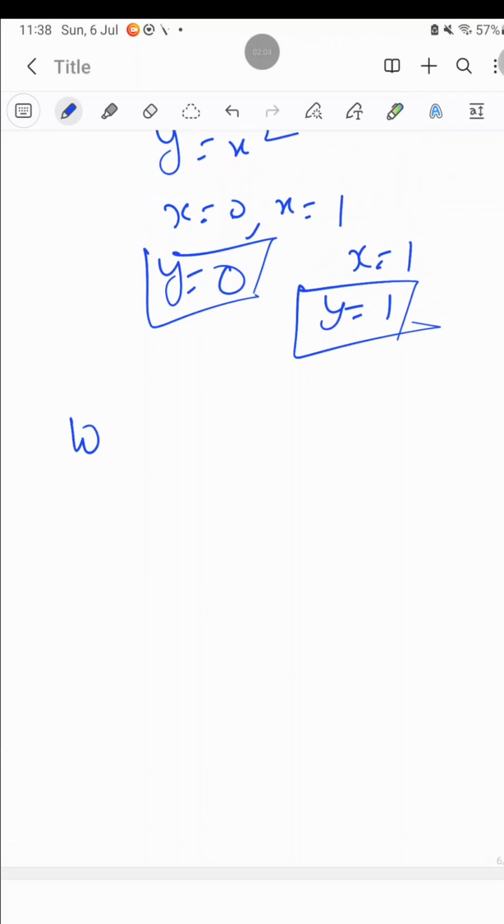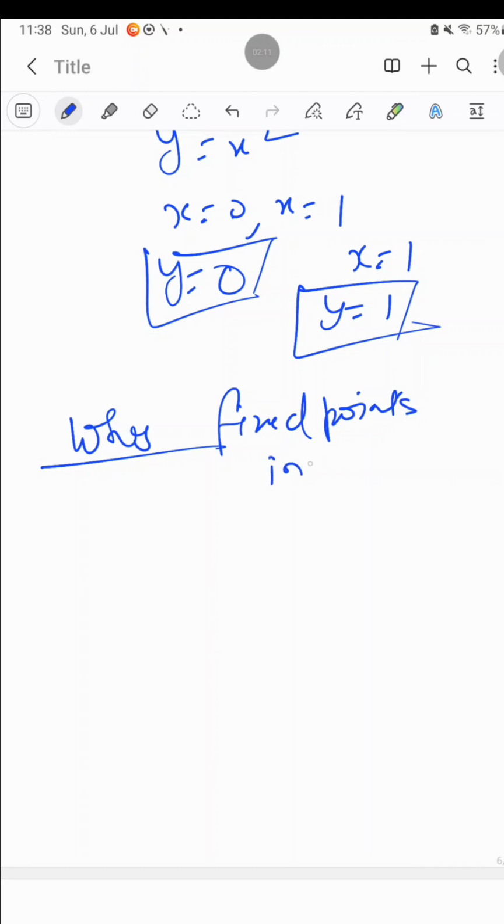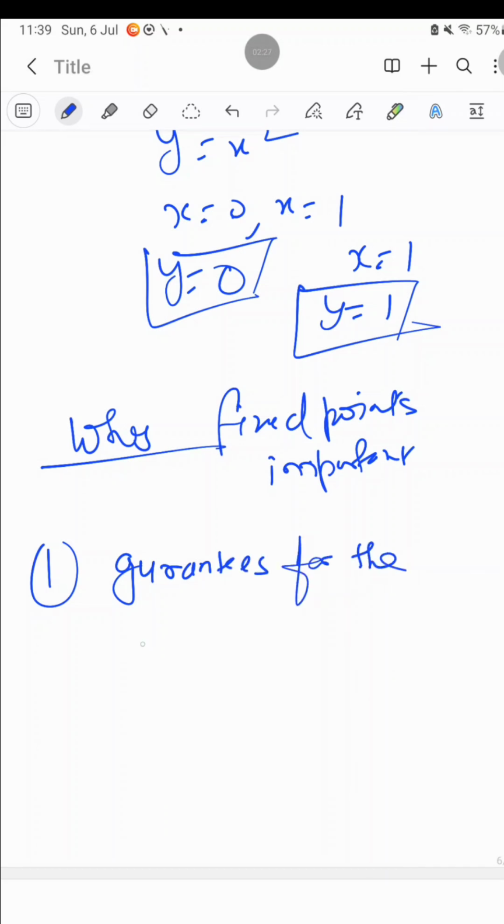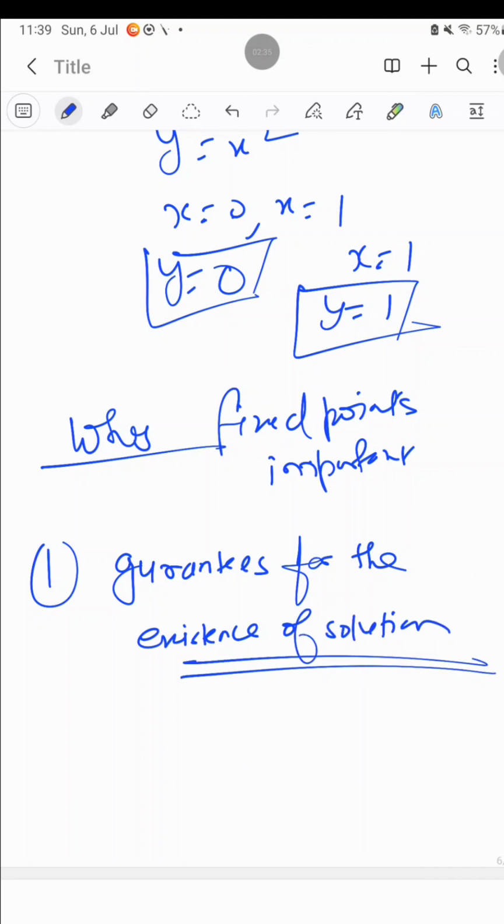Now why are fixed points important? Number 1 point, fixed points provide guarantees for the existence of a solution. First, they guarantee the existence of a solution.